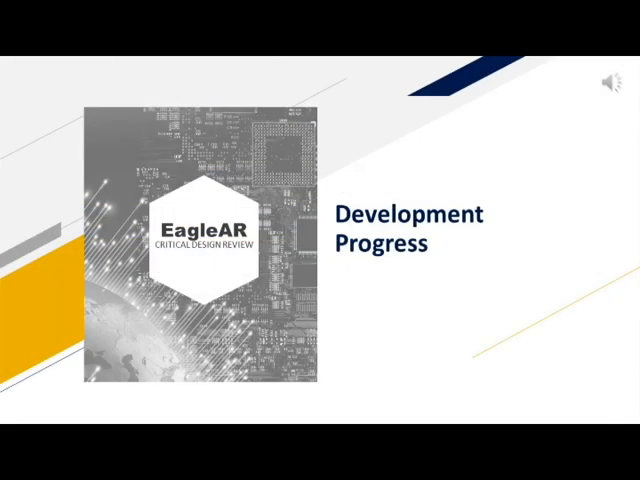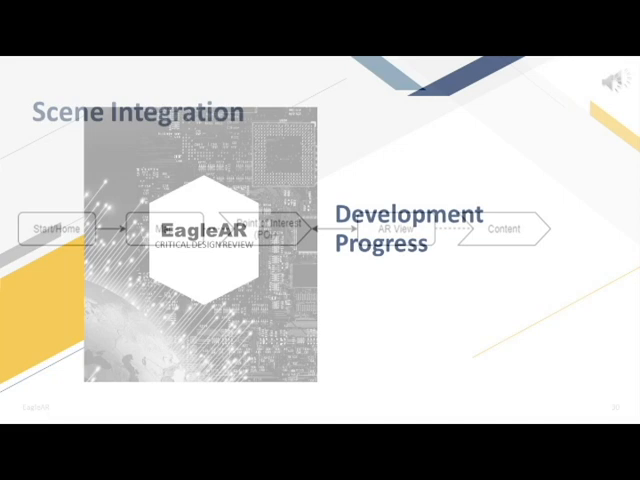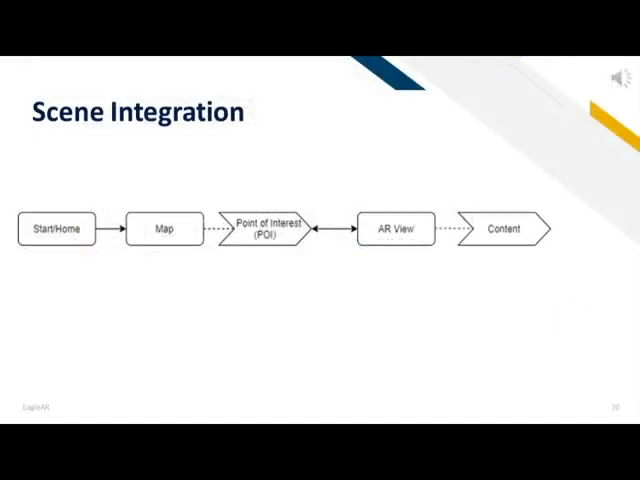Next, we will be moving on to development progress. This is our scene integration chart. First is the home or start scene. This scene was supposed to help with the account creation or login scene, but since that has been taken off the MVP, we have just a simple click to start scene. When that button is clicked, it'll go on to the map scene.